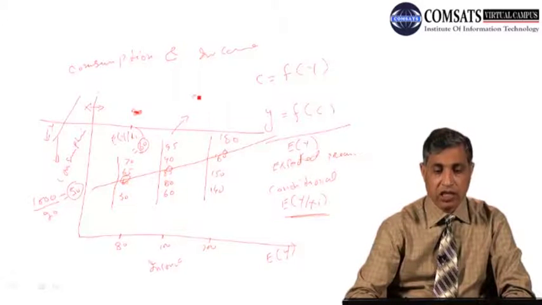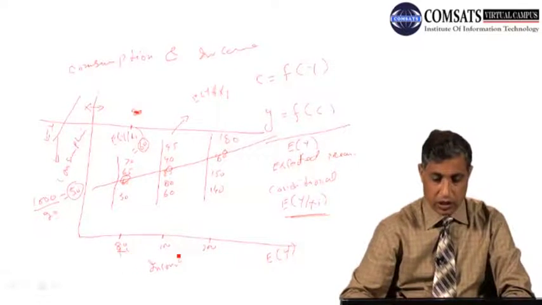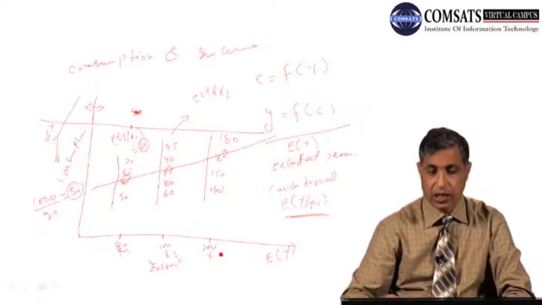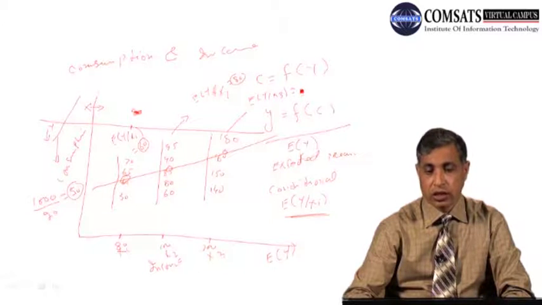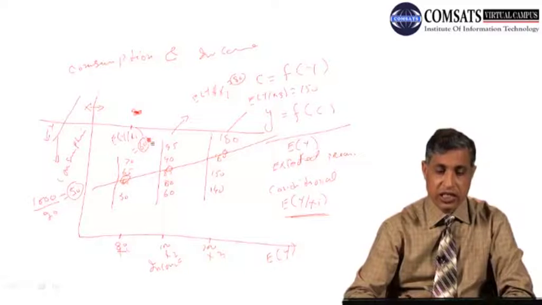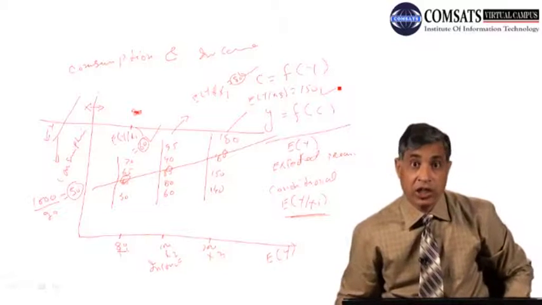Here the expected value of y given x2, this is x1, this is x2, and this is x3. So this is x2, and I suppose that it is equal to 80. And here the expected value of y given x3, I suppose it is equal to 150. So these 60, 80 and 150 are now the conditional means.